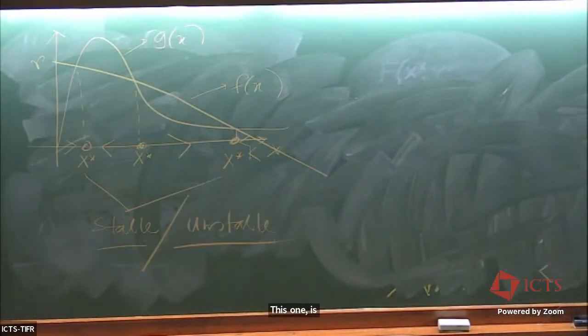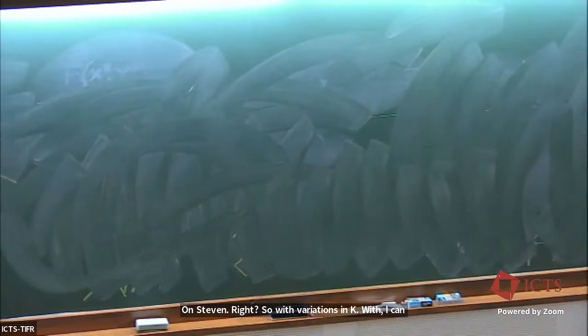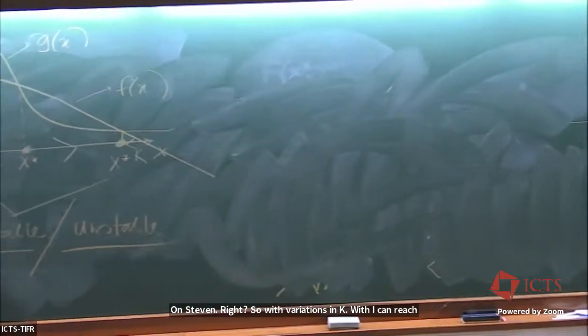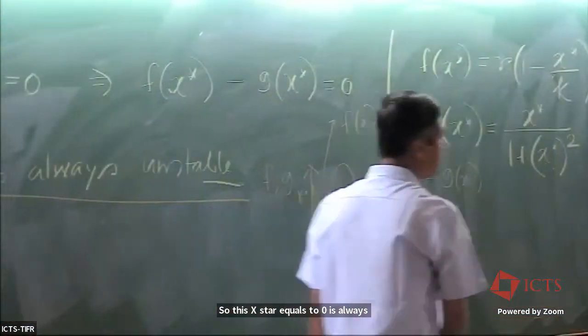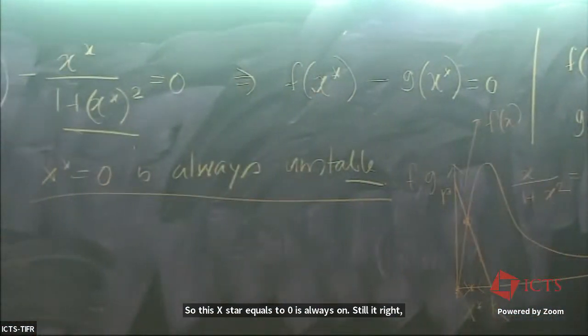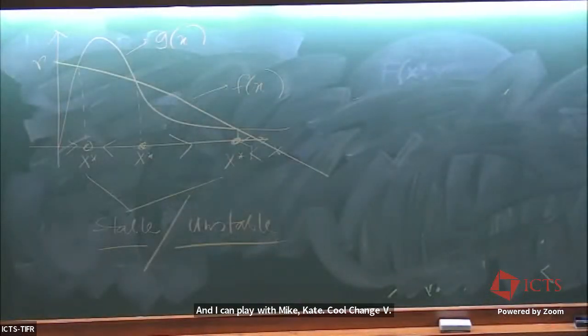right? So with variations in k, I can reach. So this x star equals to 0 is always unstable, right? And I can play with my k to change the stability the way I have shown here. Any question?